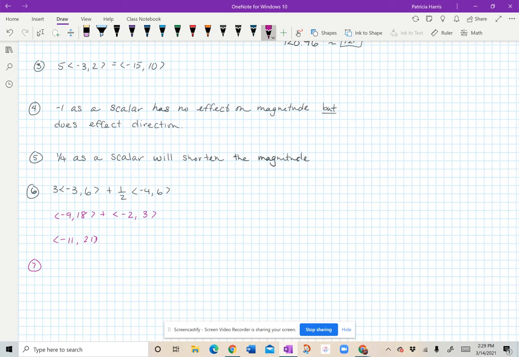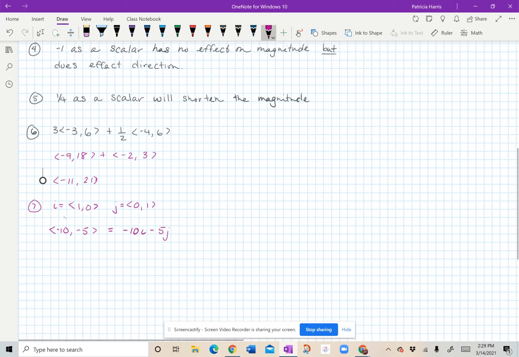Number 7. Write the following as a linear combination. To write something as a linear combination, you need to know the unit vector i, which is 1, 0, and j, which is 0, 1. So if I were to write the vector negative 10, negative 5, take your x or your horizontal component and multiply it by i. Take your vertical component and multiply it by the vector j. And that's it. It seems a little weird to do that, but there are purposes for it.